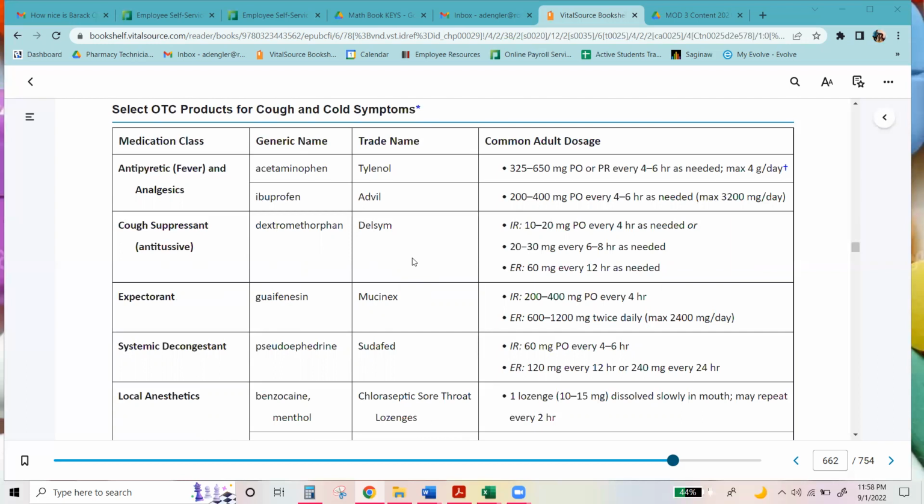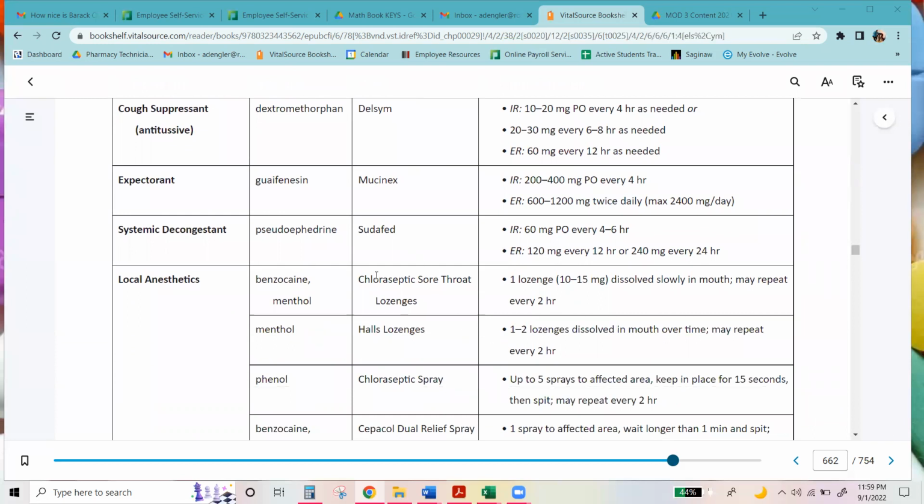An expectorant, guaifenesin, is available as Mucinex. That's usually in tablet form. I think they have some liquid forms now. You will hear pharmacists recommend patients get Robitussin, whose active ingredient is guaifenesin, because it's usually much cheaper. There is a systemic decongestant, which we already talked about previously, Sudafed, pseudoephedrine.